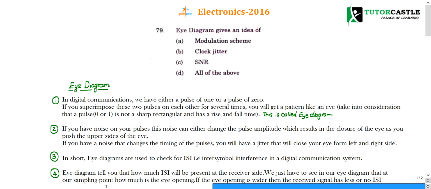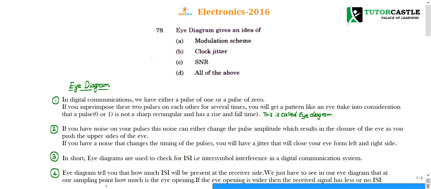Question number 79. An eye diagram gives an idea of: modulation scheme, clock jitter, signal to noise ratio, all of the above. This question is quite simple if you know the concepts of eye diagram. But in major exams like GATE and IES, eye diagram concepts are never used and have not been asked in the exams till now. But in exams like ISRO, this question was previously asked.